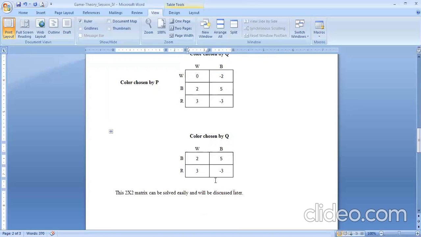Here you cannot make any kind of comparison. See, 2 is less than 3 but 5 is greater than minus 3. 5 is greater than 2 but minus 3 is less than 3. That is why this cannot be solved by pure strategy, or the saddle point doesn't exist again here also.